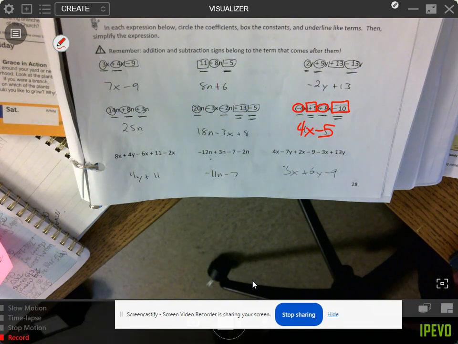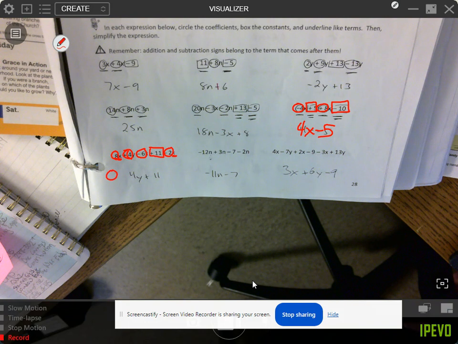All right, next one. We've got a positive 8, positive 4, negative 6, negative 2 for our coefficients. We have a plus 11 as our constant. I'm going to combine my x's. I've got an 8x and a minus 6x and a minus 2x. So 8 minus 6 is 2. 2 minus 2 is 0.